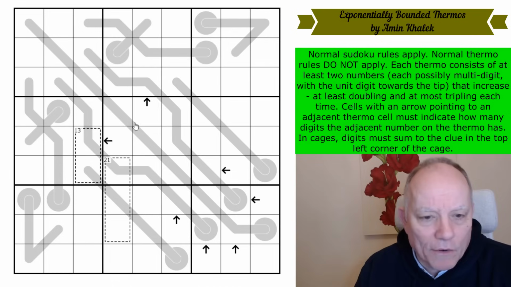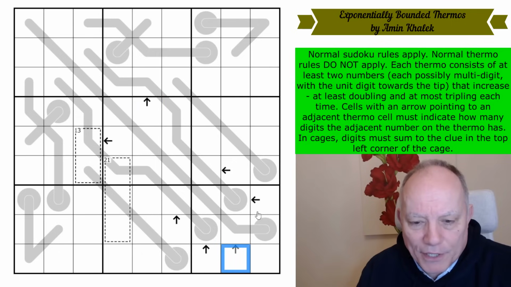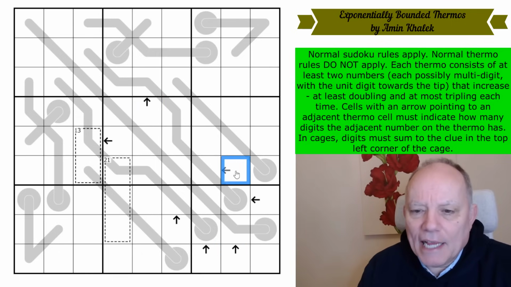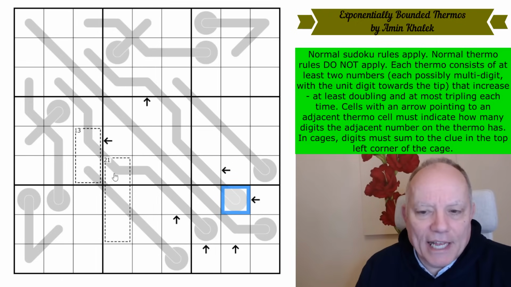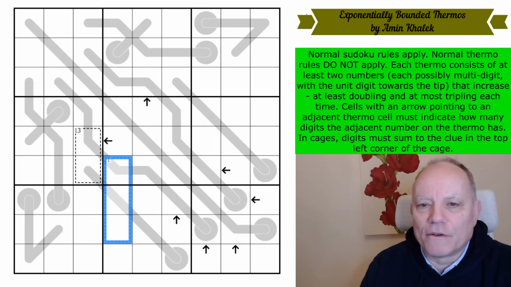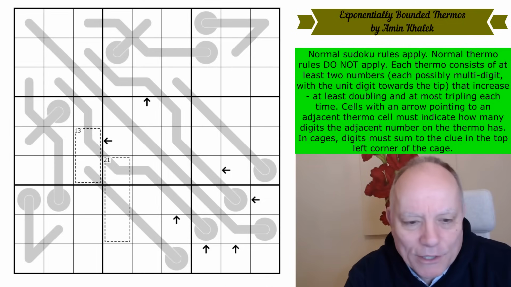Cells with an arrow. Now, we also have some cells with an arrow pointing to an adjacent thermo cell. You'll notice all the arrows point to a thermo cell. They indicate how many digits the adjacent number on the thermo has. And finally, in cages, digits sum to the clue in the corner of the cage. Normal killer rules. Wow. I mean, what to make of this?